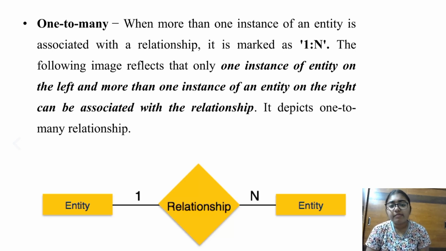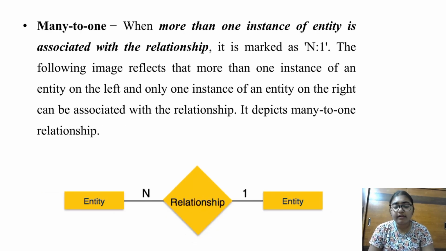One-to-many. When more than one instance of an entity is associated with a relationship, it is marked as 1:n. The following image reflects that only one instance of entity on the left and more than one instance of an entity on the right can be associated with the relationship. It depicts one-to-many relationship.